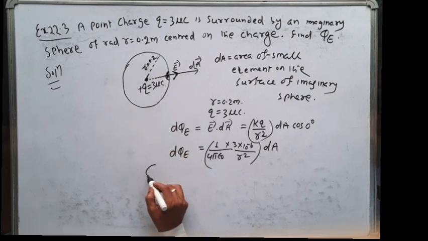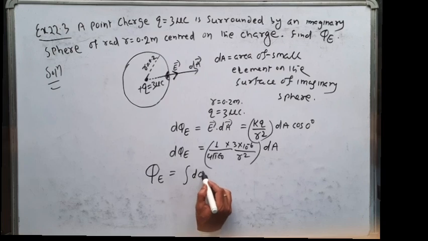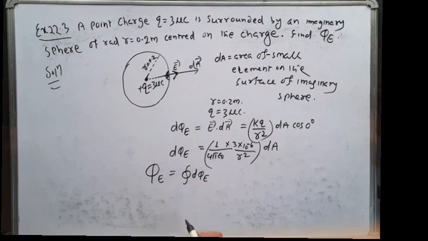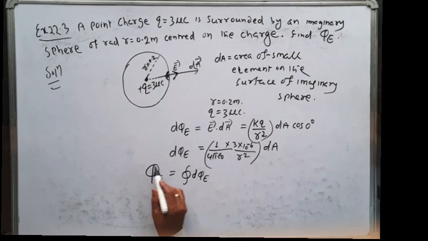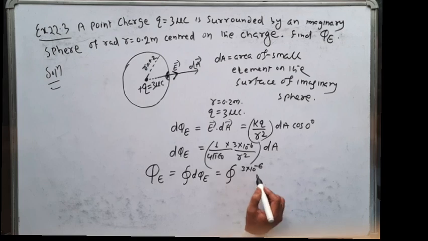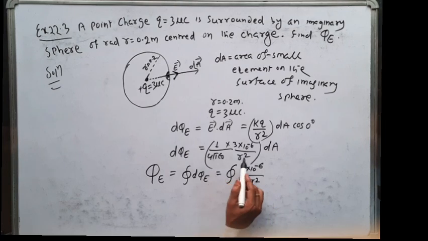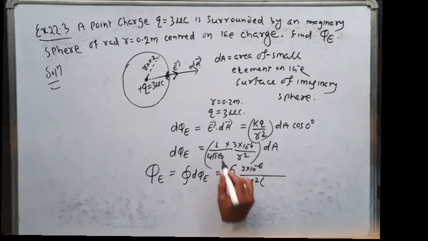But I want to find the total flux coming out of the whole sphere. So what will I do? I will integrate this d phi e. Which type of integration? We will integrate over the total surface. That is, the surface integral of this d phi e is equal to the total flux, which is equal to the surface integral of, you see, 3 into 10 to the power minus 6 divided by 4 pi r square into epsilon naught. What is epsilon naught?